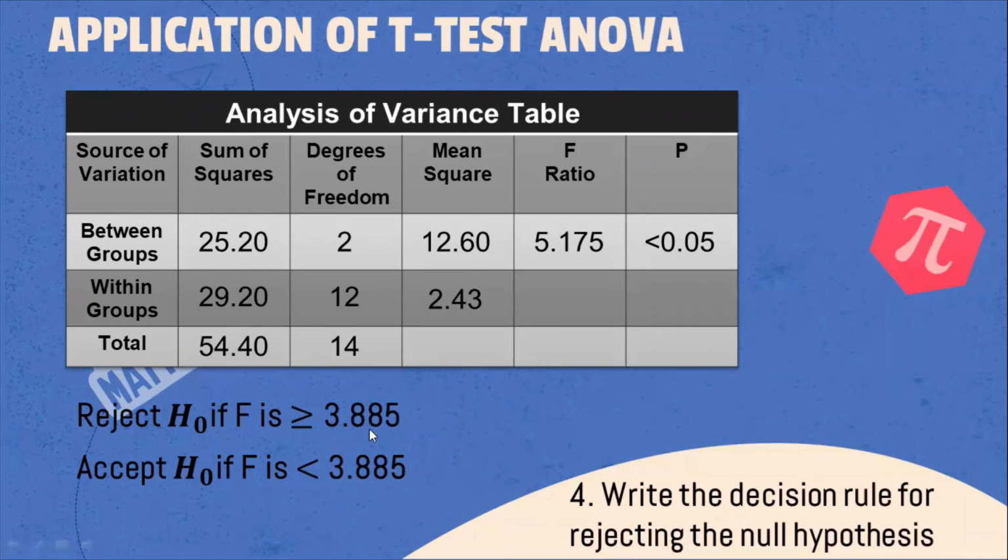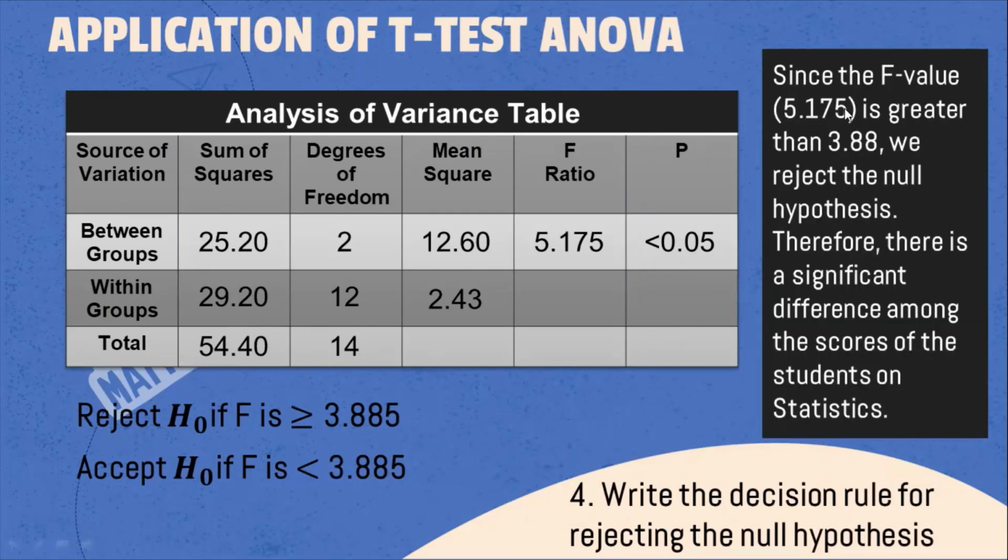Where did we get 3.885? It will be based on the degrees of freedom of between groups and within groups, and you can check this on the F test critical value table. Then you will see 3.885 at degrees of freedom 2 over 12. So let's now compare. Since the F value 5.175 is greater than 3.885, we will be rejecting the null hypothesis.